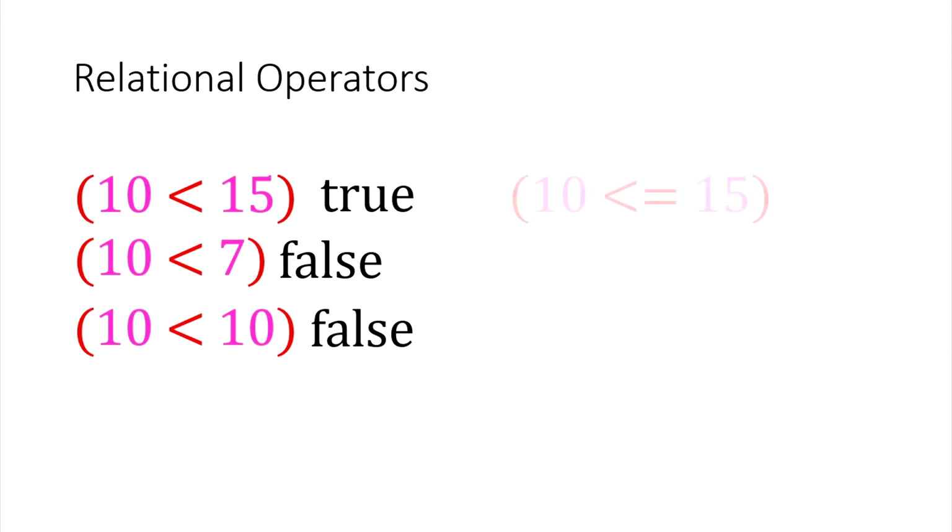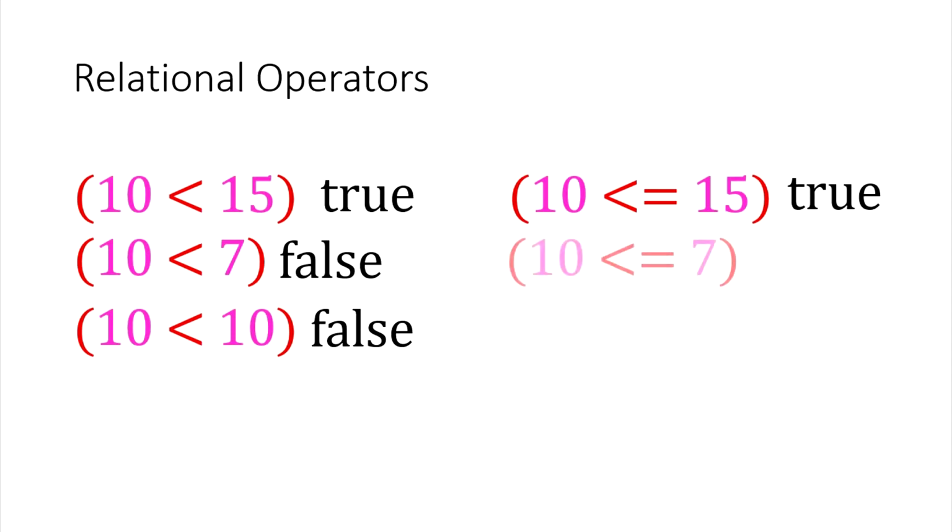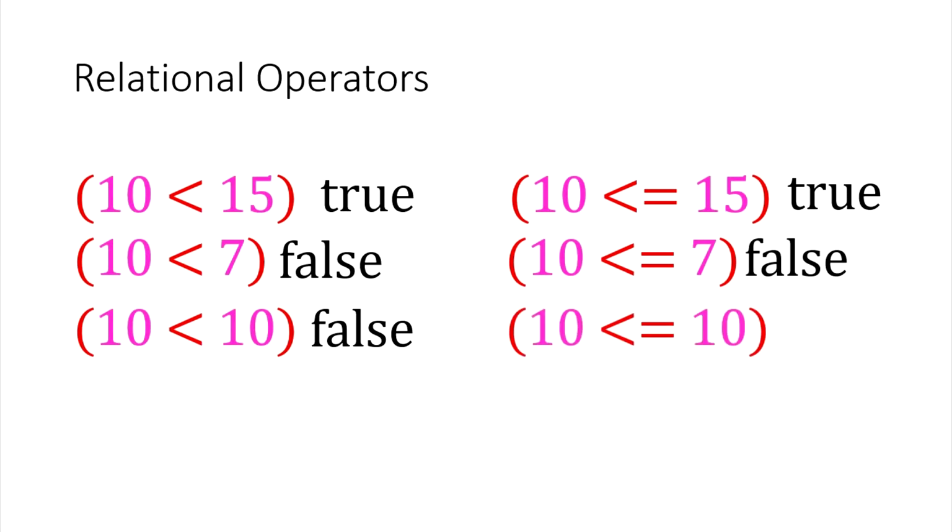While using the smaller or equal to operator, this operation returns true as 10 is less than 15. 10 is neither smaller nor equal to 7, thus this returns a false. However, this operation comparing 10 and 10 returns a true.